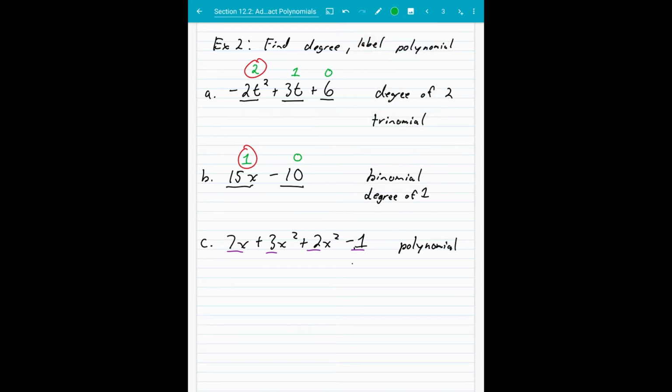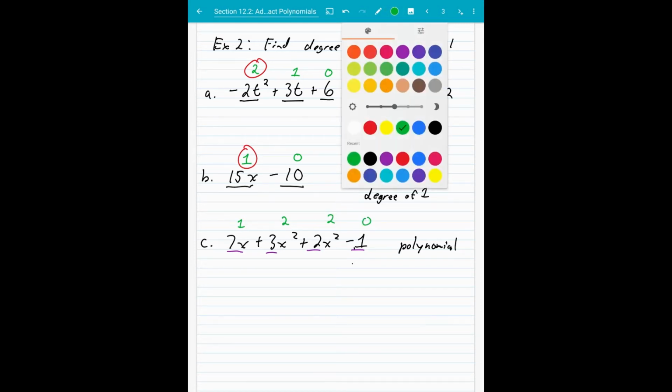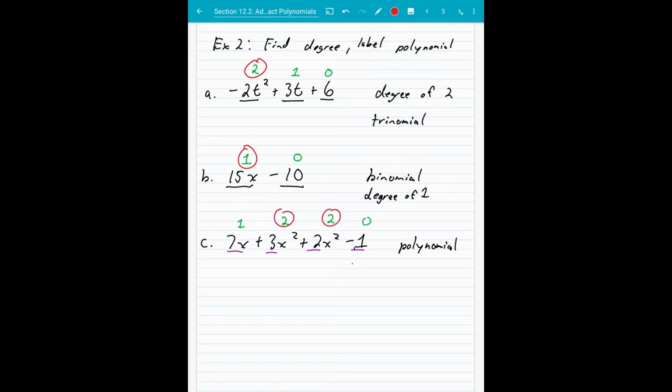Then compare all the degrees. This is a degree of 1. This is a degree of 2. This is a degree of 2. This is a degree of 0. Even though these two are tied, it doesn't matter. You're still just looking for the highest one. So this is a polynomial with a degree of 2.